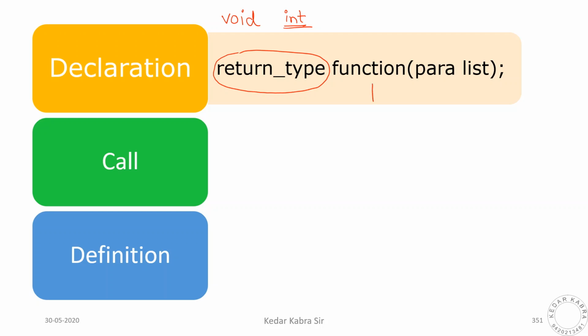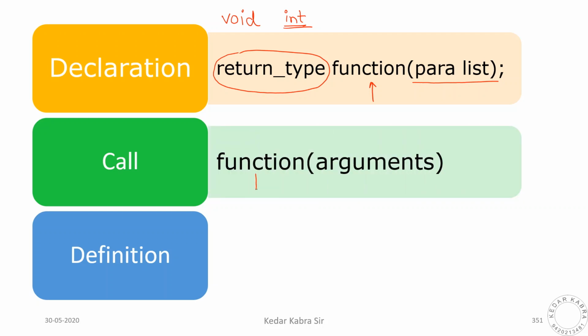Then here we specify the name for the function, that is as per our choice, and the parameter list is a list of data types of values to be passed to the function. Now the syntax for the call is the function name, the same name that we have already declared. We use that name to call the function, and we provide an appropriate number of arguments as per the given parameter list.